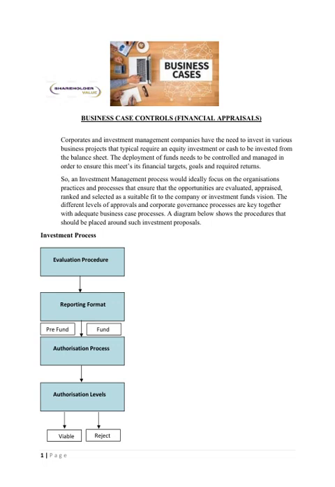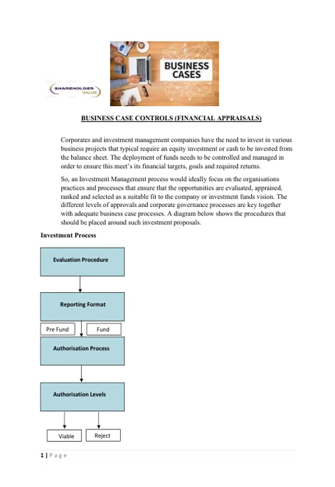This involves having clear approval levels and strong corporate governance, supported by thorough business case processes. The image here shows a simple flow of how investment proposals should be handled, starting with evaluation procedures, moving through a standardized reporting format, and then going through an authorization process that includes pre-funding and funding stages. Finally, the right authorization levels decide if the project is viable or should be rejected, helping keep investments disciplined and aligned with strategic goals.